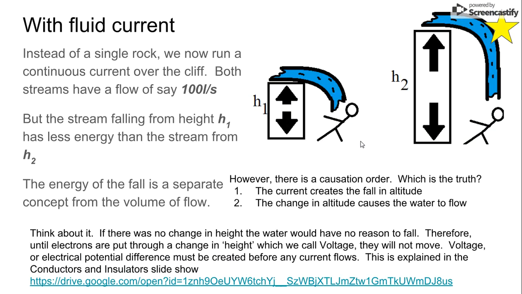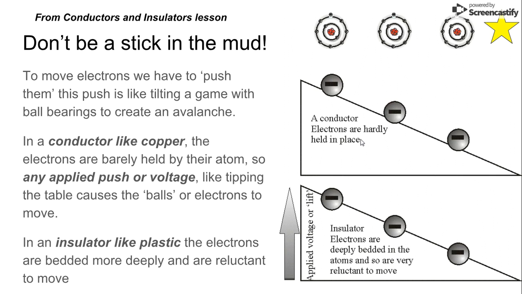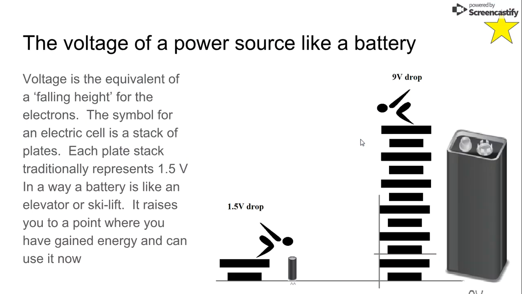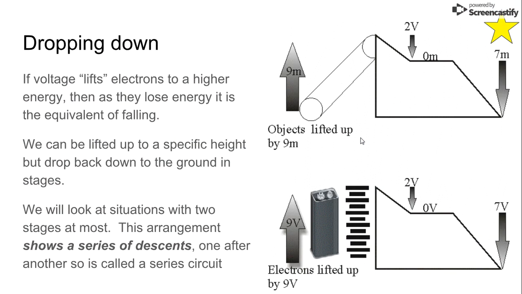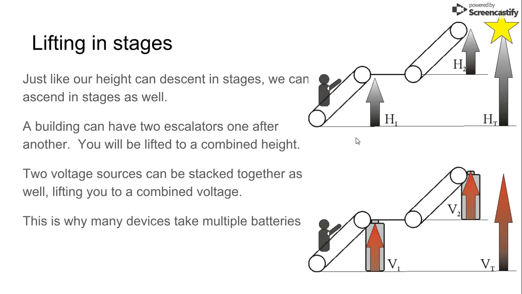So here's a one drop situation. This would be a continuous drop, a single drop, and then we have a drop in stages. But it's really easy to see what goes up must come down. And next we're going to look at lifting in stages.